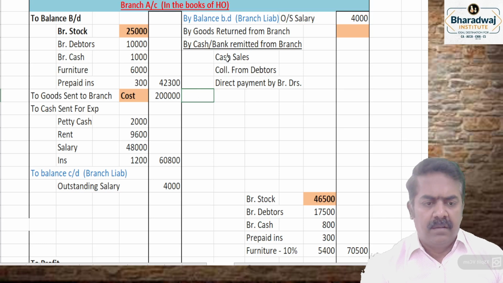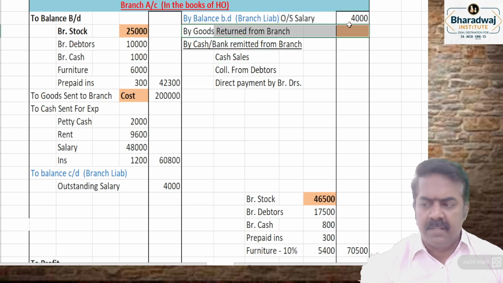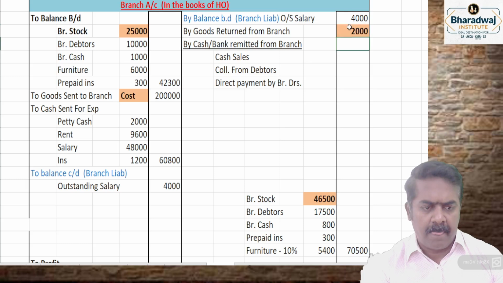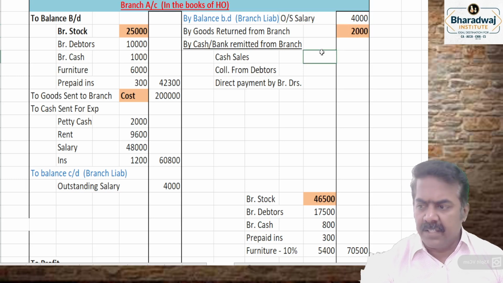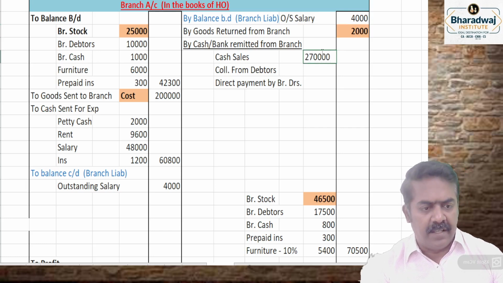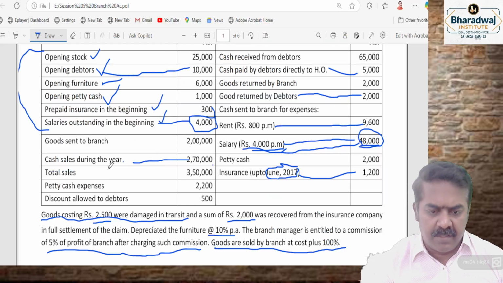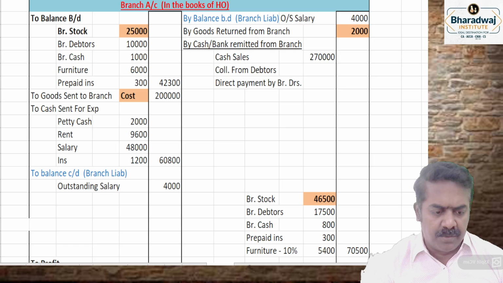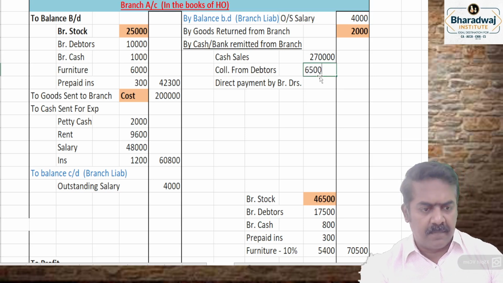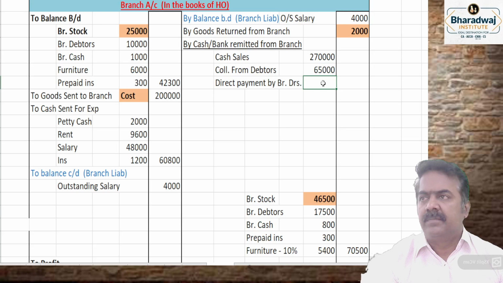Then cash sales. What is goods returned from branch? Anything is given? 2,000. Cash sales. What is a cash sales? Credit sales is 80,000. Cash sales given 2,70,000. Collection from debtors also would have been remitted. How much? Then direct payment by branch debtors.